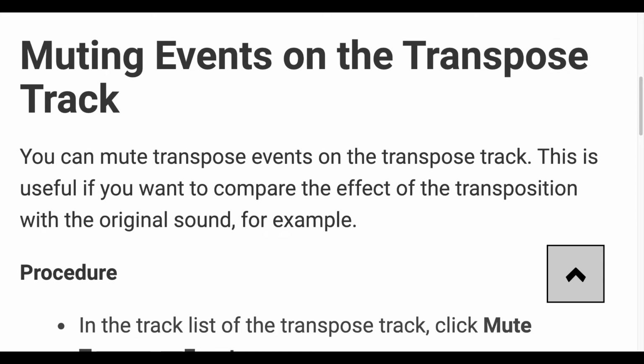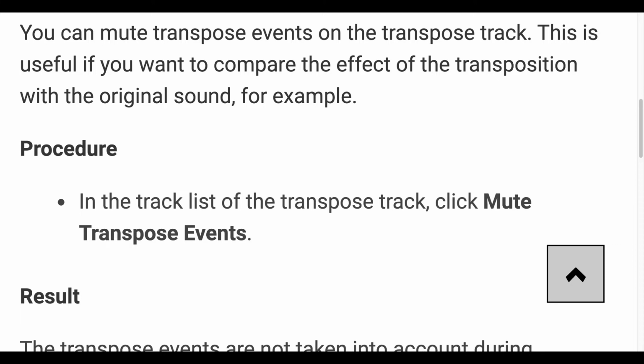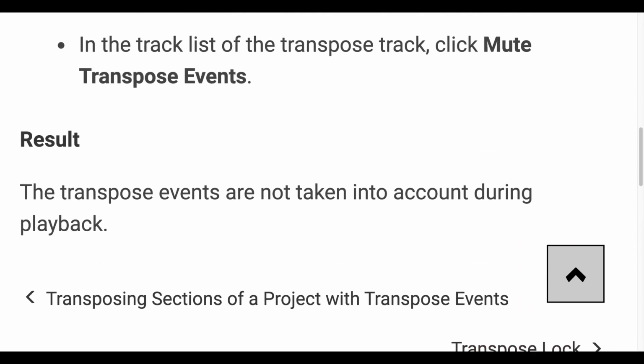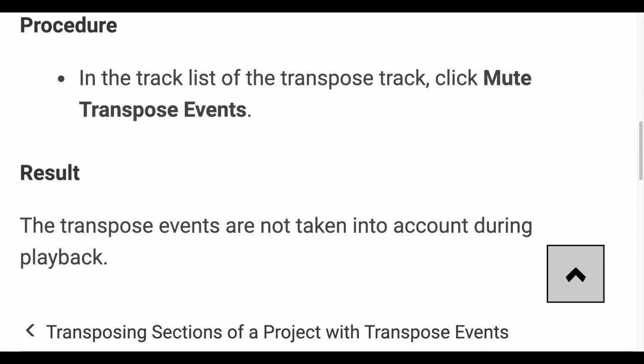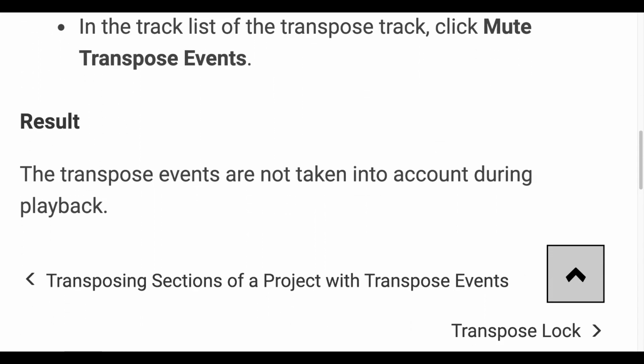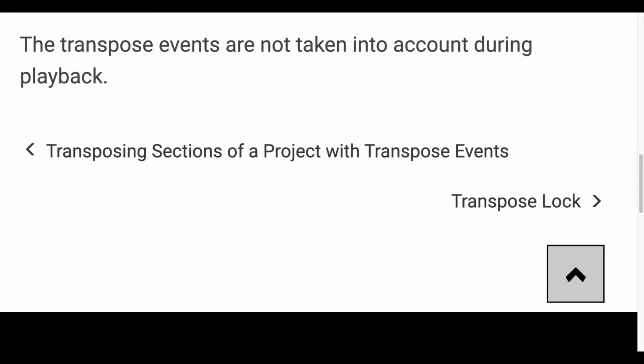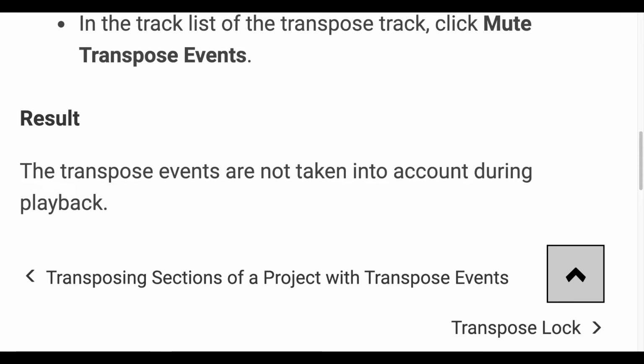Muting events on the transpose track. You can mute transpose events on the transpose track. This is useful if you want to compare the effect of the transposition with the original sound, for example. Procedure: In the track list of the transpose track, click Mute Transpose Events. Result: The transpose events are not taken into account during playback.